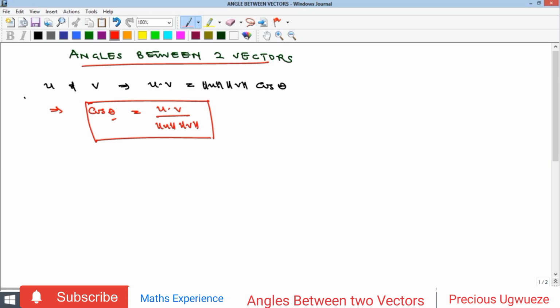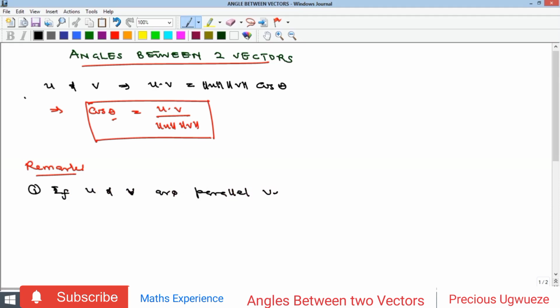This relationship is important in the study of vectors, and we are going to see some of its applications. The first thing to quickly remark before we go into examples is that if you have two vectors u and v, and they are parallel vectors, remember we talked about parallel vectors, that's vectors we call collinear vectors, then u dot v is simply equal to the magnitude of u times the magnitude of v.